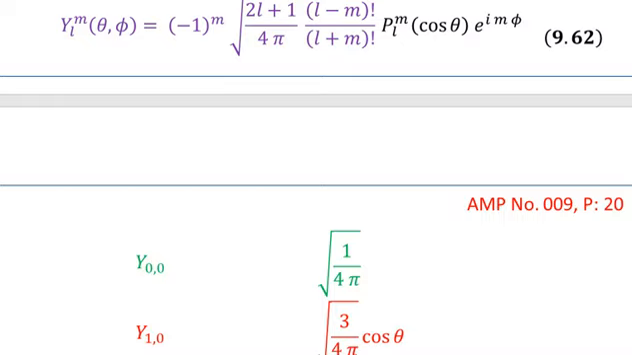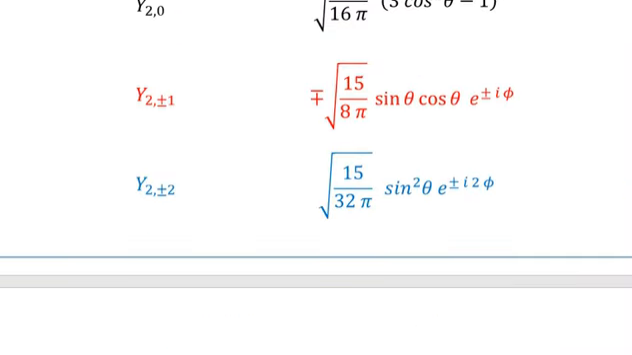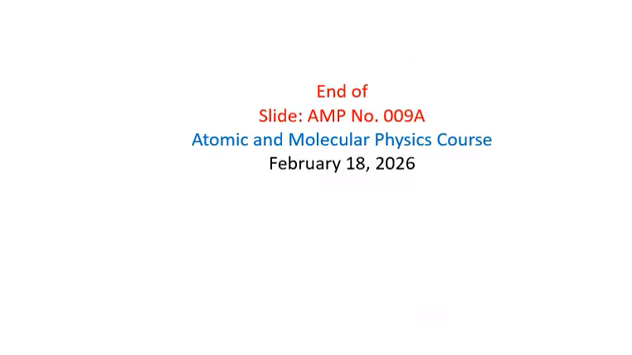And you see that the quantum mechanical treatment is essential. Otherwise, I cannot derive these quantities. Though some of them can be derived classically, the complete solution will only be given by the quantum mechanical treatment. So this is the end of slide number 9A of the course on atomic and molecular physics.